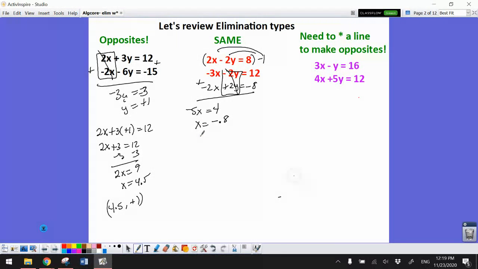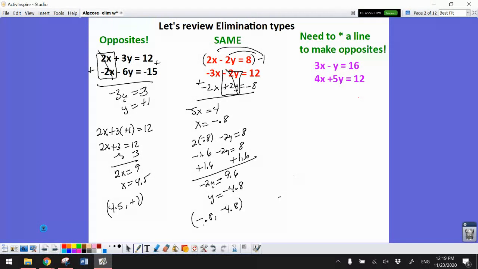And if I substitute in, I have 2 times a negative 0.8 minus 2y equals 8. So this is negative 1.6. So I'm going to add 1.6. So again, it doesn't make any difference if they are decimals. The process does not change. I'm adding 8 plus 1.6, and then I need to divide by 2. So y is going to equal negative 4.8. So I have negative 0.8 and negative 4.8.